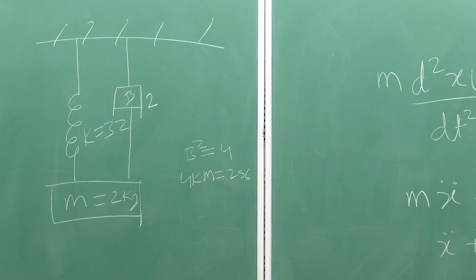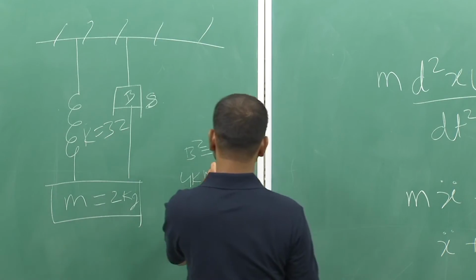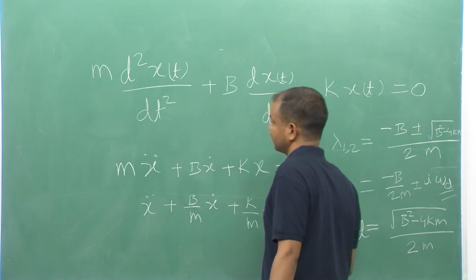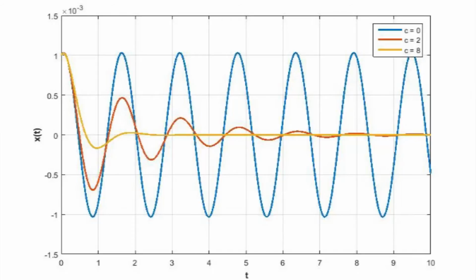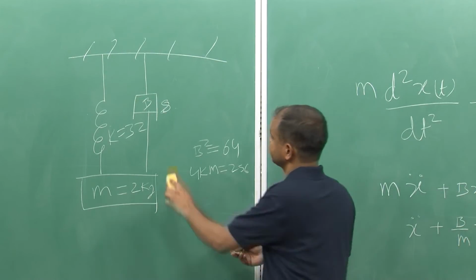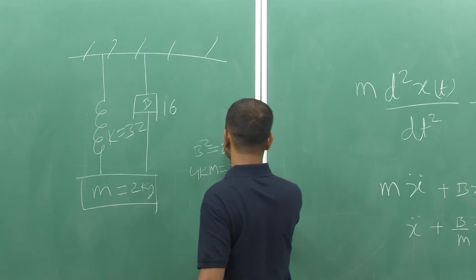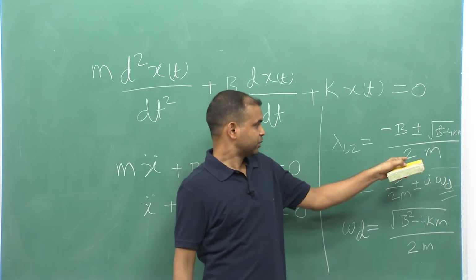Now, if I increase the value of this damping coefficient from 2 to 8, in this case b square will be 64. In this case also the term b square minus 4 k m will be negative and the roots will be imaginary, and we will get under damped motion. Here also you can see the damping is more, but it is still under damped, and the curve overshoots the mean position and again comes back to its mean position. And if I further increase the damping from 8 to 16, in this case b square will be 256 and this term will be 0.